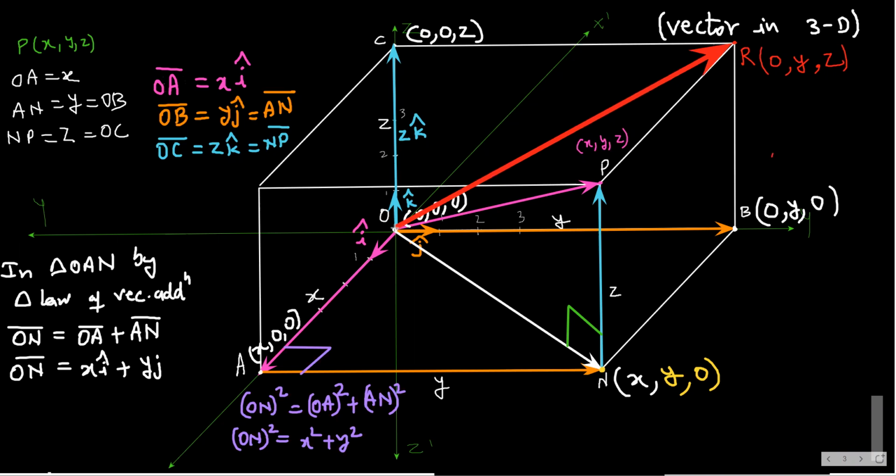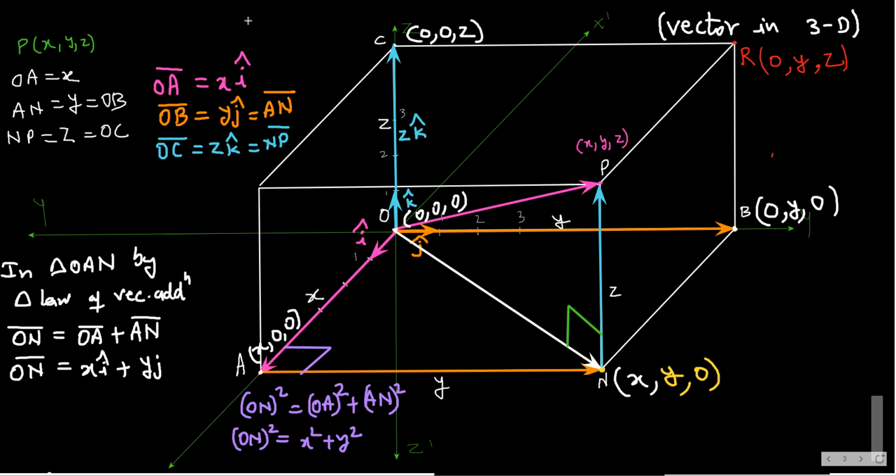You can check. See, this is the YZ plane, the vertical plane. So the point which is in the YZ plane, its displacement along the x-axis will be 0.